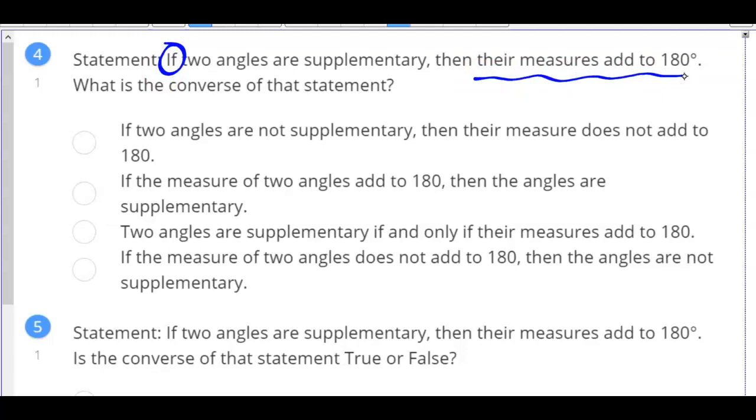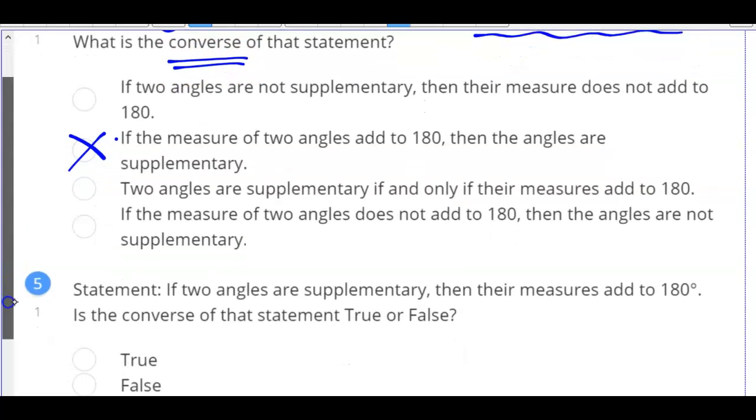If the measure, I like this one. There's a possibility there and does not. So by multiple choice, then you almost know that it's going to have to be the second one. Let's just make sure. Then the angles are supplementary, and that is correct. So in a converse, you switch the P and Q statements.